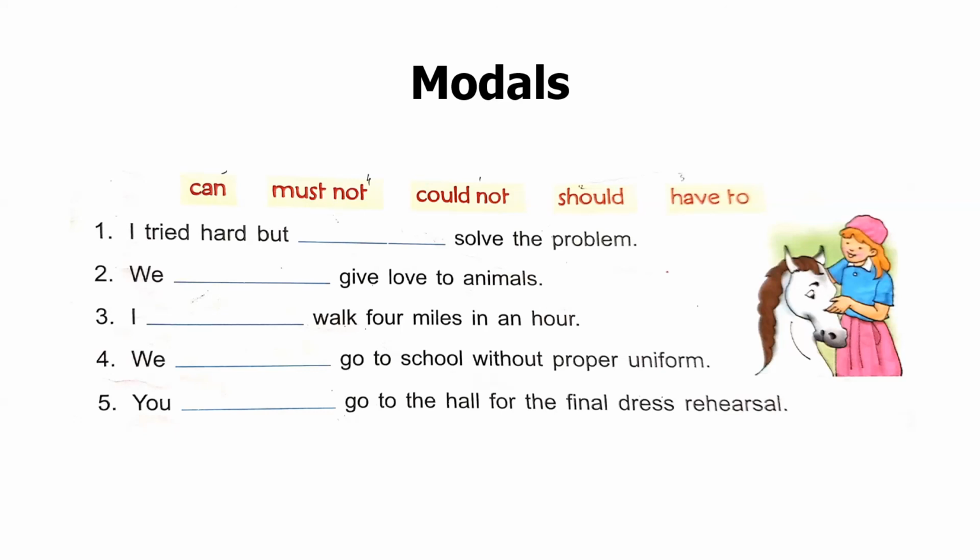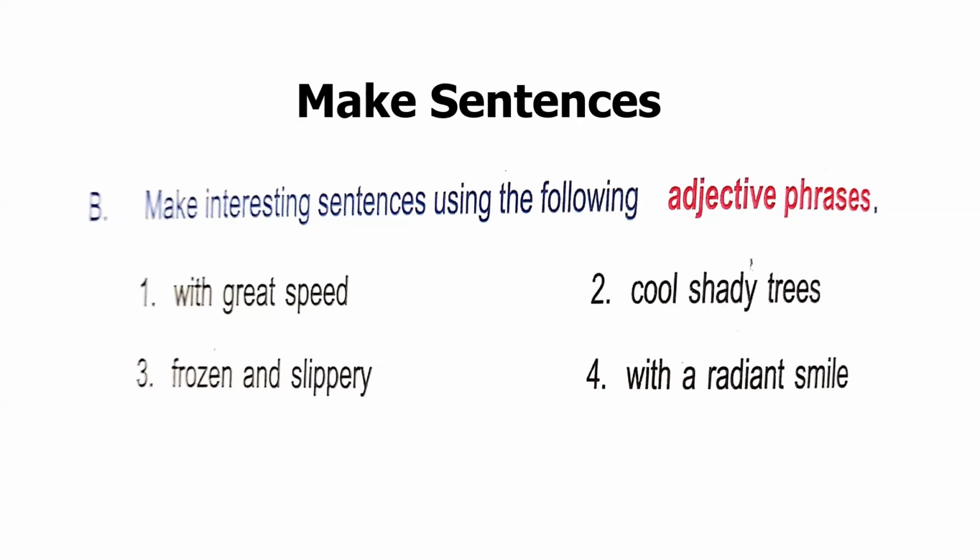Next is adjective phrase. An adjective phrase is a group of words that describes a noun. With great speed, cool shady trees, frozen and slippery, with a radiant smile. These adjective phrases are used to show or describe a noun. So we are going to use them in sentences in a way that they will describe a noun.